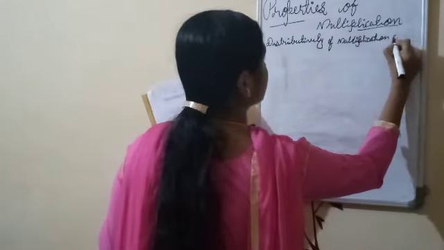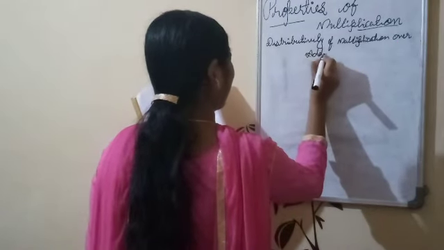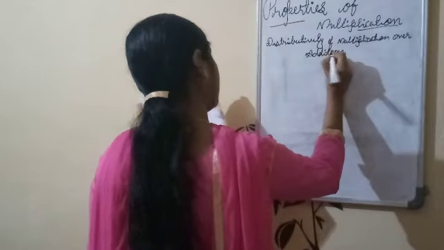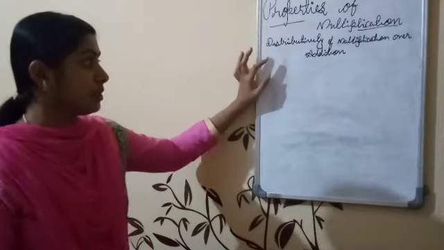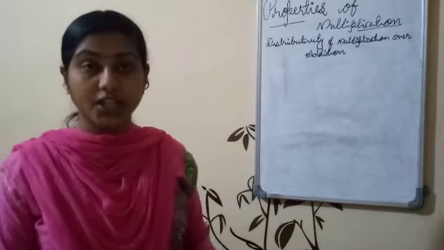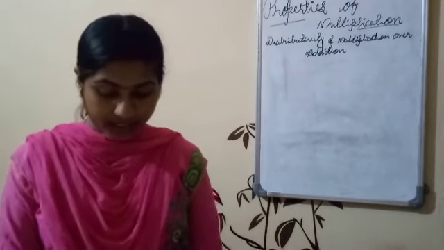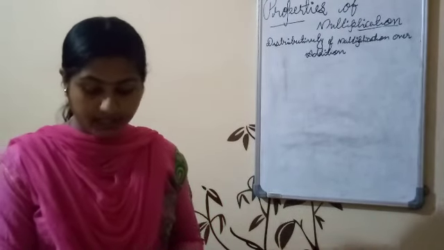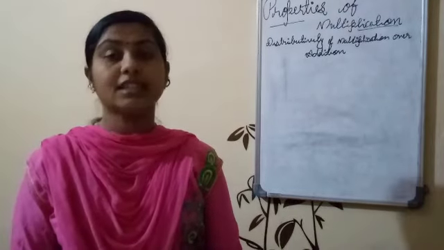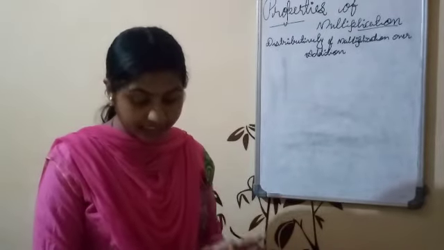Multiplication over addition. Okay, distributive property. First property, distributivity of multiplication over addition. The distributive property lets us multiply a sum by multiplying each addend separately and then adding the products.